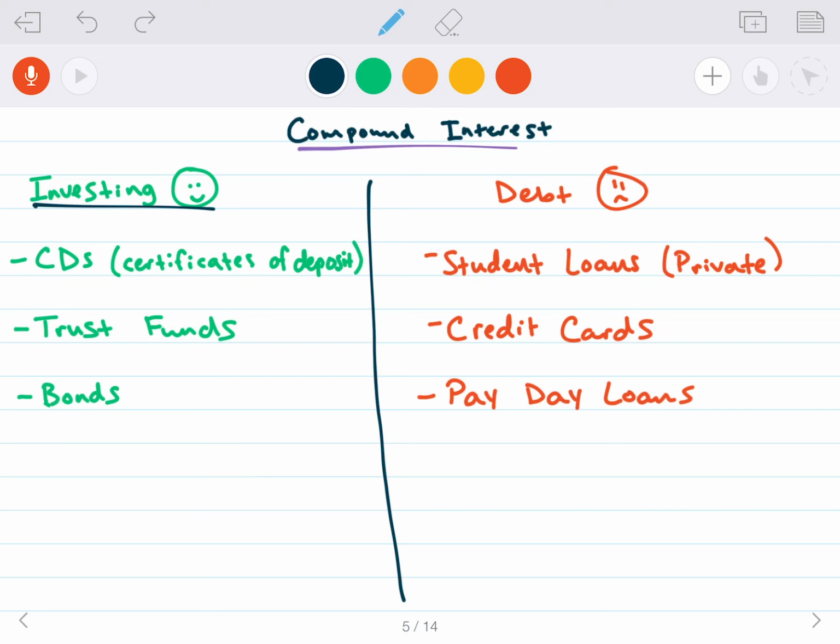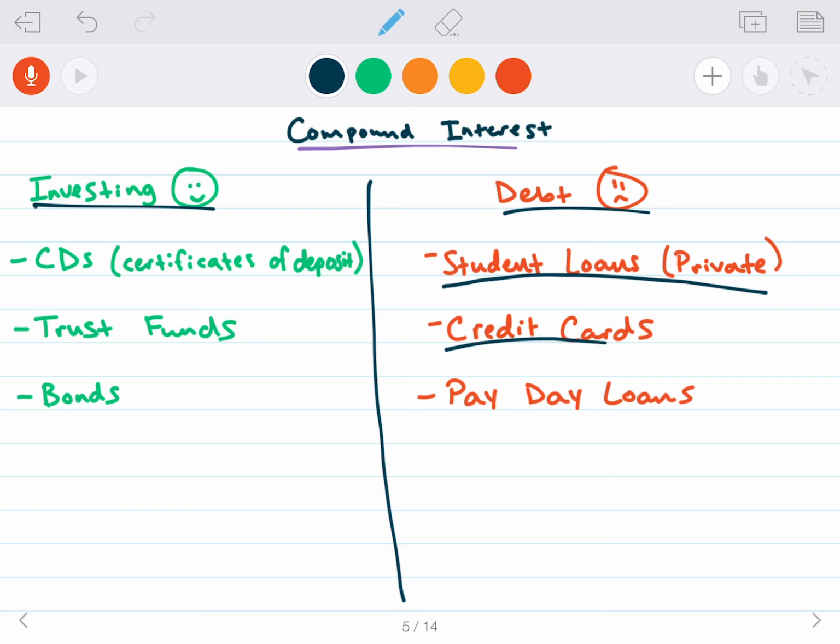accrue compound interest. Now, compound interest is very bad when you're borrowing money, on the other hand. So, federal student loans are not compounded, I don't believe, but private student loans are not good at all. That means that the amount that you owe is going to change daily based on your balance, and it's just going to keep getting larger and larger and larger.